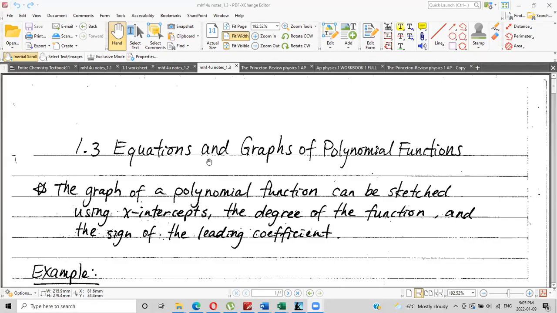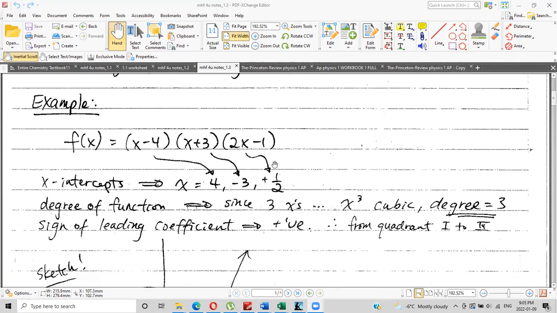Complete three equations and graph of polynomial function. I want to graph f of x equal to (x - 4)(x + 3)(2x - 1). Let's just do that. I'm going to do it on another page. So f of x equal to (x - 4)(x + 3)(2x - 1).